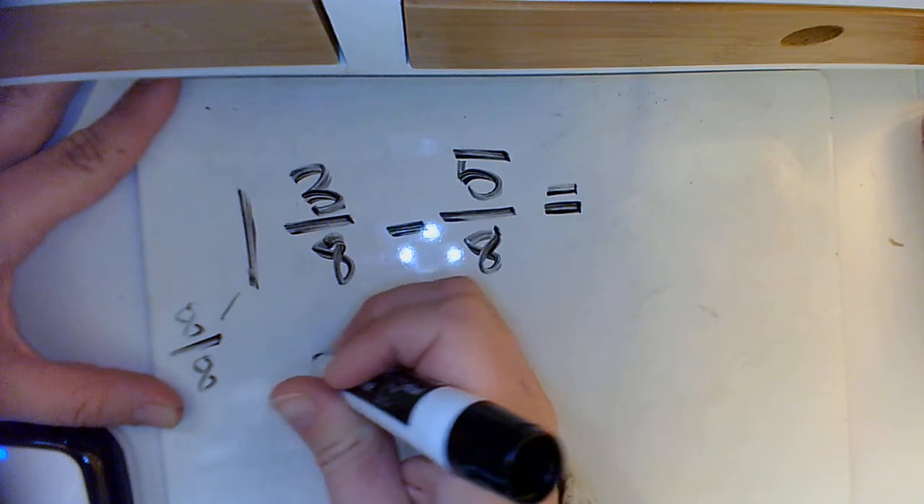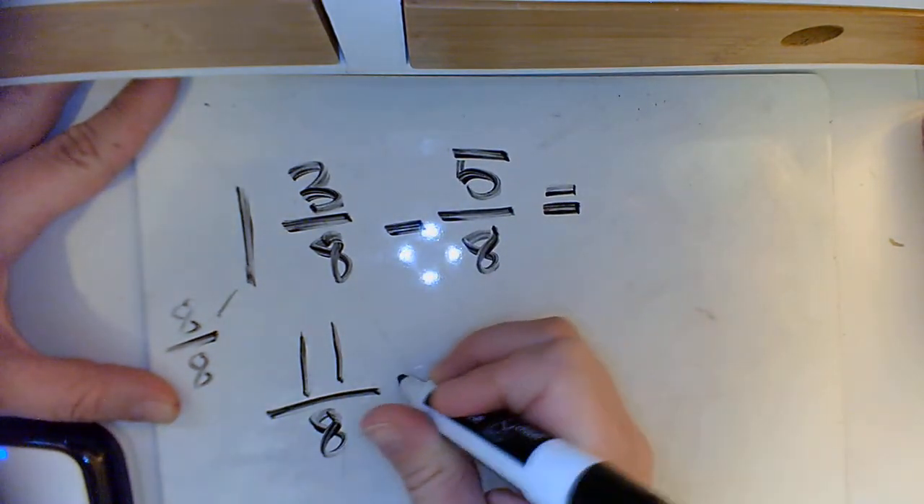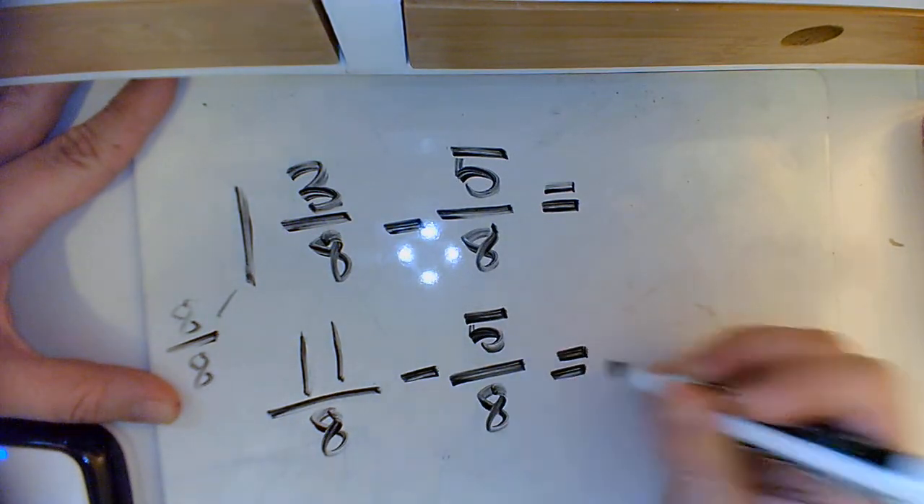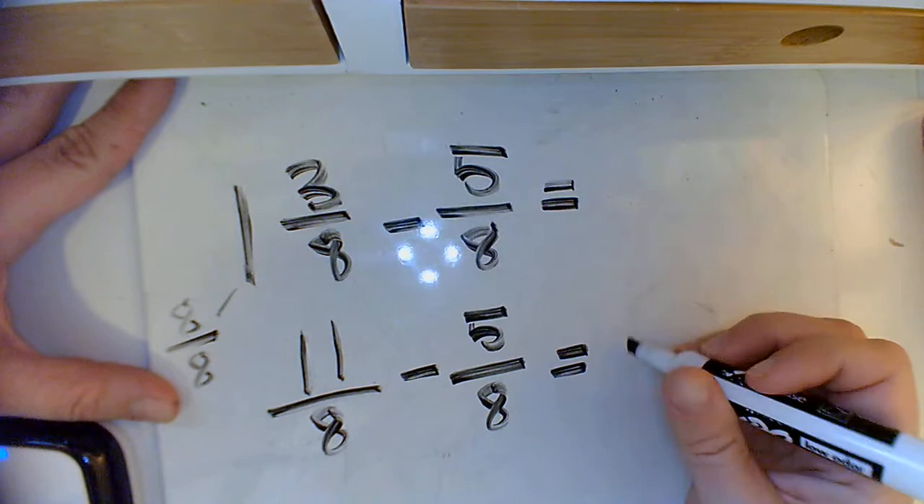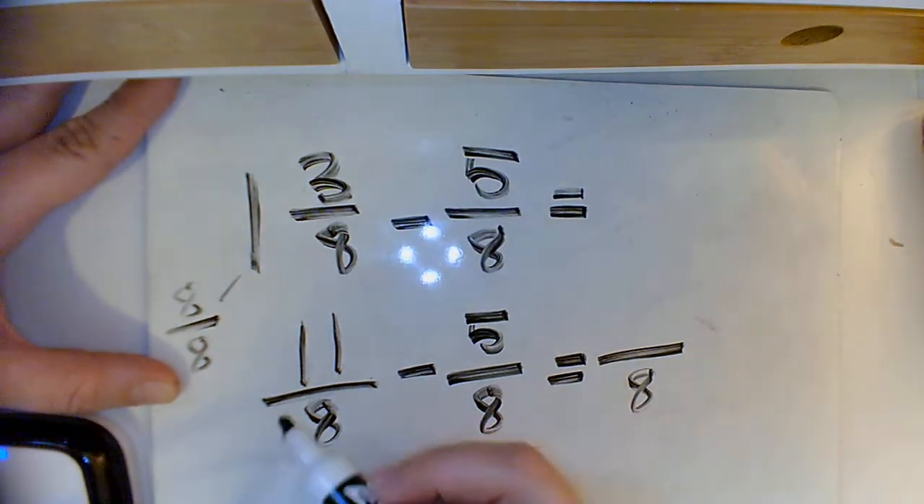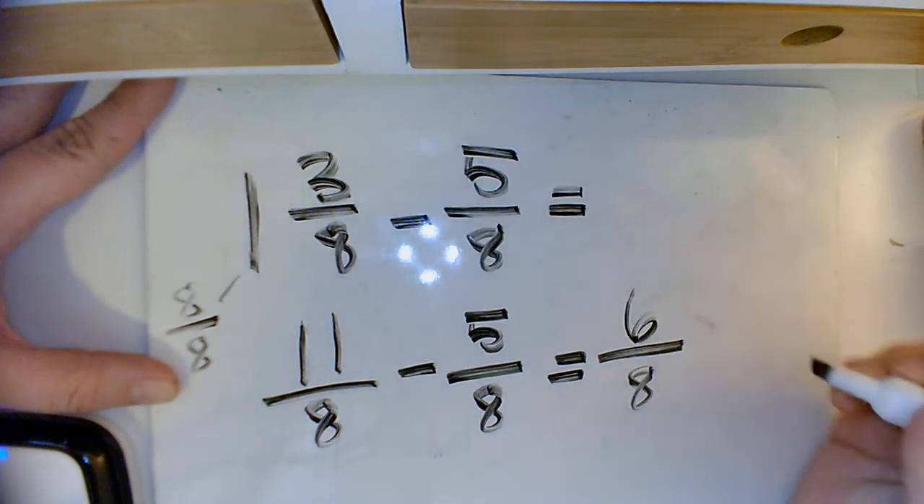So we're going to rewrite this as 11/8 minus 5/8. Now we can subtract. Our denominator is going to stay 8s. We could do 11 minus 5 gives us 6/8.